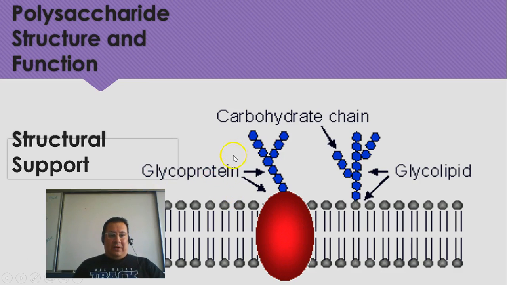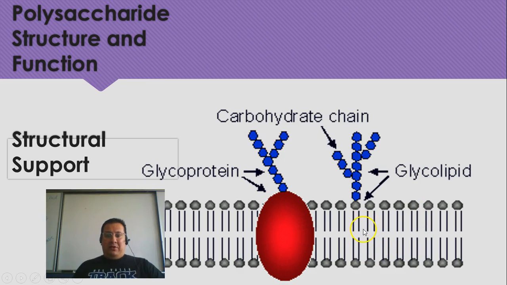Part of their structure and function here is, I should have changed this to signaling and cell recognition. So what's happening here, this is your cell membrane. So each one of our cells has a cell membrane. That's what makes a cell a cell. And the cell membrane is made up of 2 layers, a phospholipid bilayer.